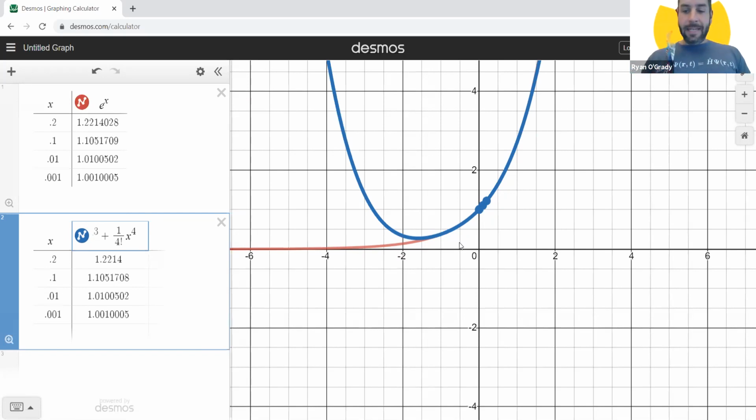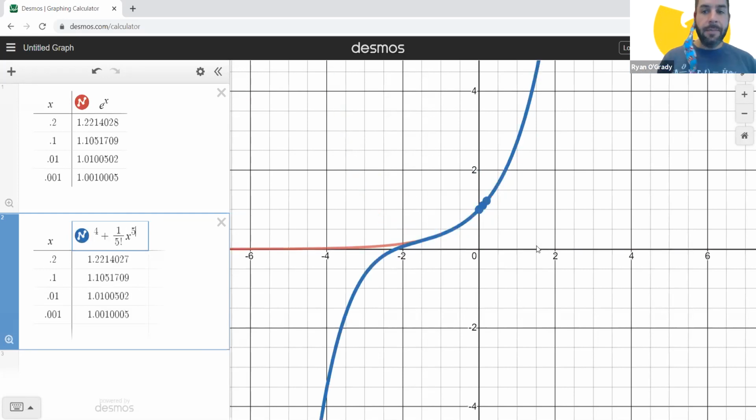All right, let's add the next term. The next term is 1 divided by 5 factorial, and then this is x to the power 5. So we could keep playing this game. And not only is the picture very good at showing what's happening, look, you can't even see red over here anymore. Now over here, it's not so good, but we do see it's getting better. This blue is creeping left now too. And if you look at these numbers, they are indistinguishable.